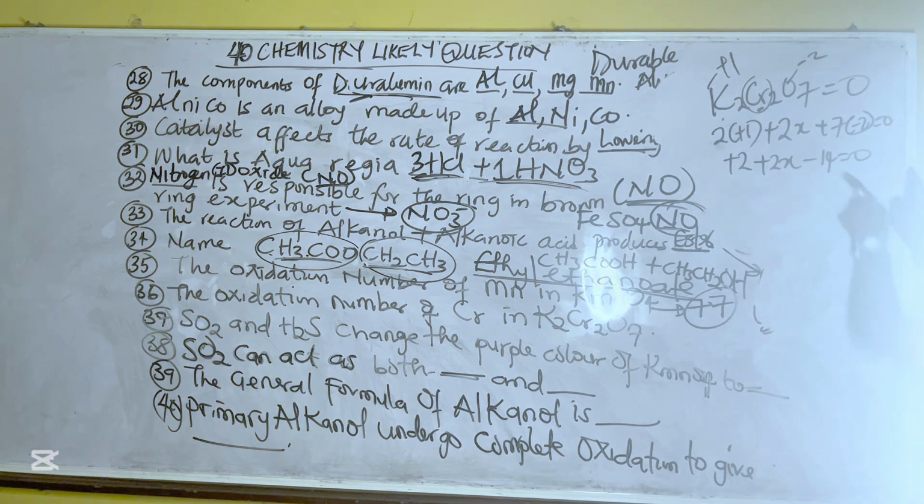+2 minus 14 is -12. So 2x minus 12 equals 0, then 2x equals +12, then x equals 12 divided by 2. Then x equals +6.